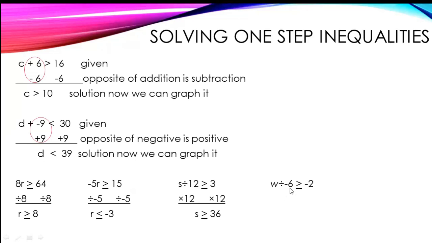Now look at this one: w divided by minus 6 is greater than or equal to minus 2. Now here, when I send the division to the other side, it will be multiplication, but the number is negative. So with the same negative number, I multiply, and now I flip the sign. w is less than or equal to 12. I hope you understood this one.